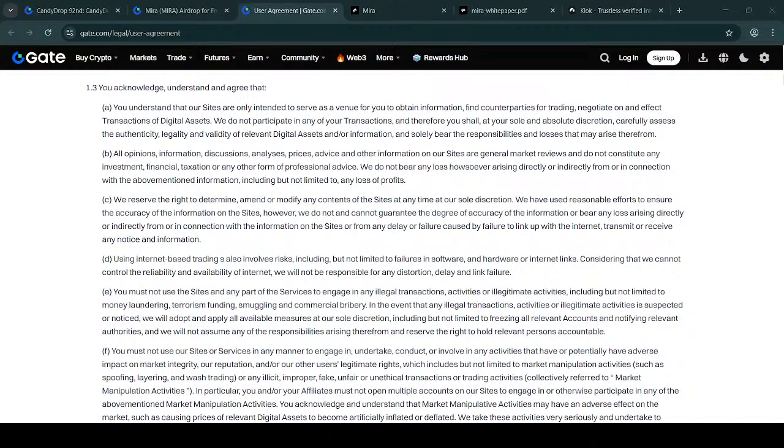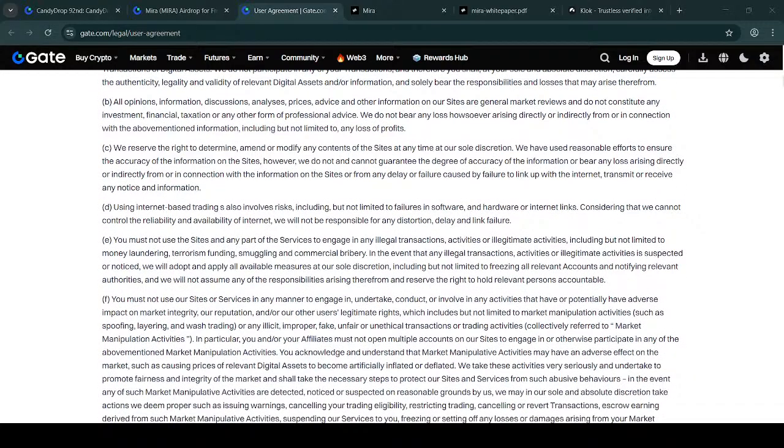So with information on the site, any delay or failure caused by a failure to link up with the internet and transfer to receive notices and information. So using the platform for trading also involves risks, including but not limited to failure in software, hardware, or the internet links. Considering that we cannot control the reliability and availability of the internet, we will not be responsible for any distortion, delay and link failure.